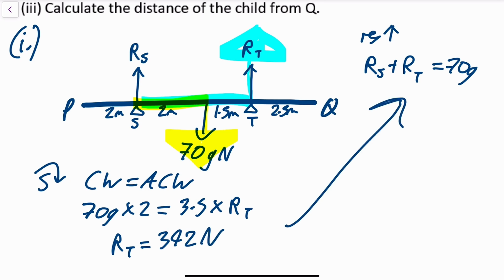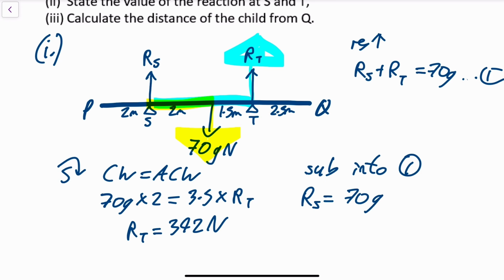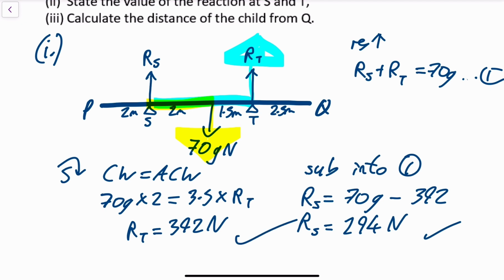Okay, we're going to sub that into this up here then. I should have given that a name, I'll call that equation 1. So I'll just say sub into equation 1. That means RS will be equal to 70G minus the RT, which is 392. So my reaction at S is 70 times 9.8 and then minus the 392, and that is 294 newtons. So we've got our reaction at T and our reaction at S.